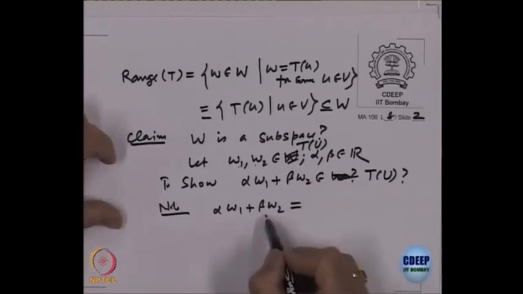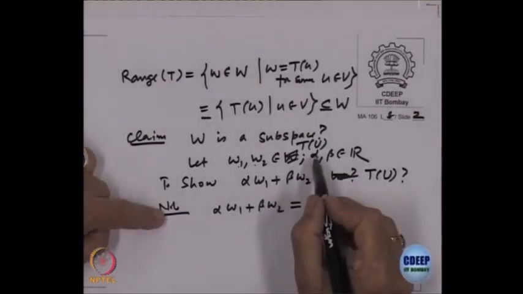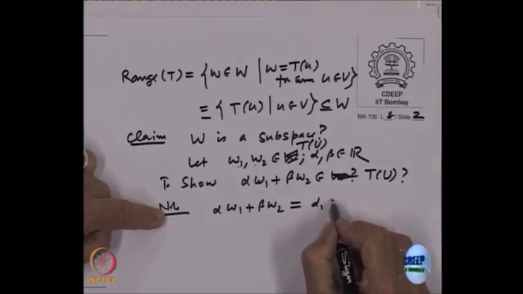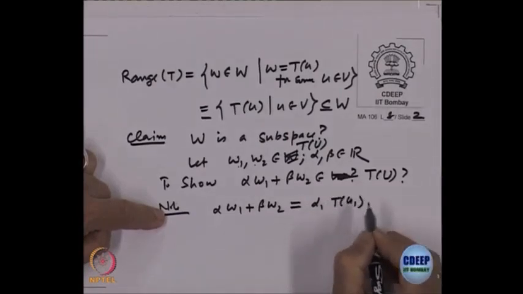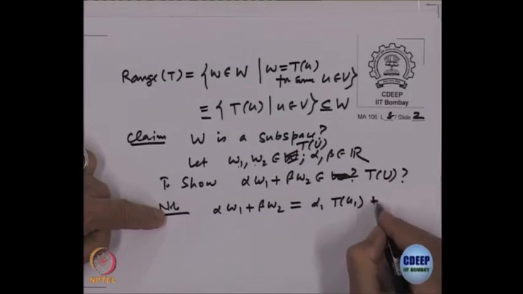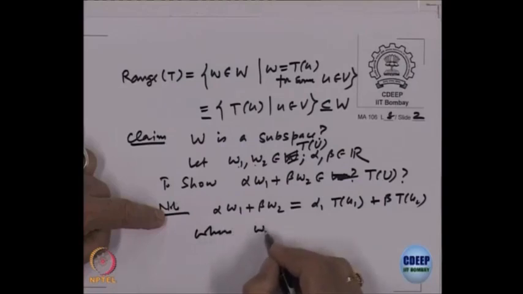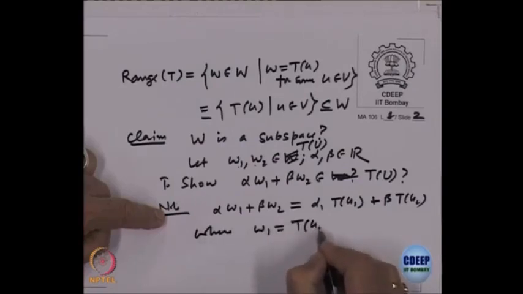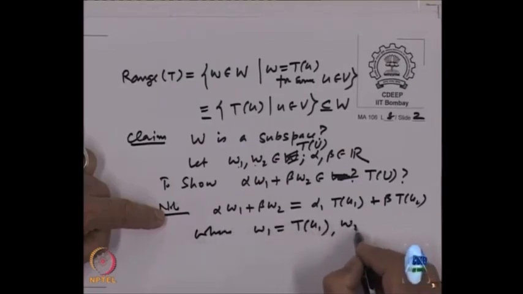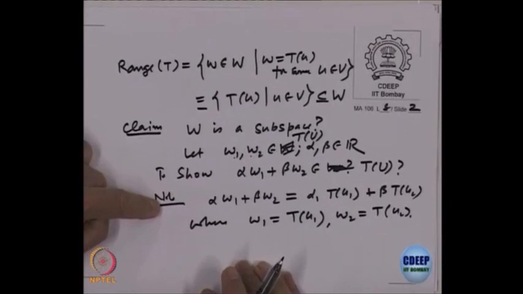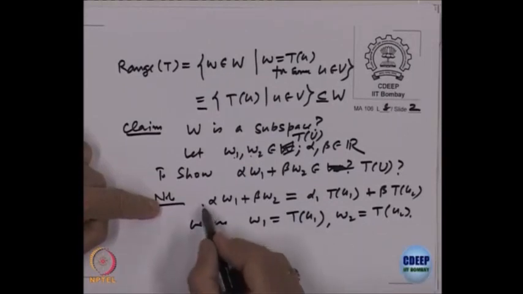So, let us start with this one, W1 belongs to the range, that means what? Alpha, what is W1? Some T of U1, plus beta, what is W2? It is some T of U2. So, where W1 is equal to T of U1 and W2 is equal to T of U2. Is that okay? Because they are in the range, they must be images.